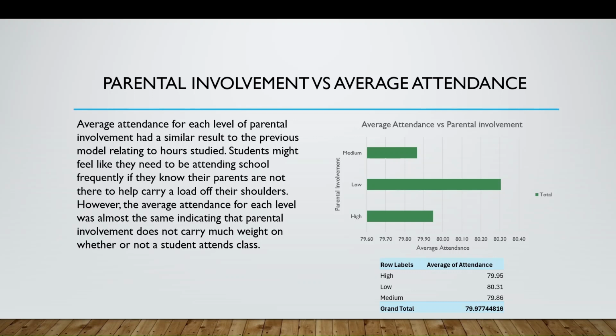We had similar findings with the parental involvement against average attendance. As you can see here, the lowest parental involvement had the highest average attendance. It might not carry too much weight in determining whether or not a student attends class. It just shows that the group with the lowest parental involvement had the highest attendance. And this could mean, similar to the last analysis, that students might feel like they need to attend class more if their parents aren't there to help them.